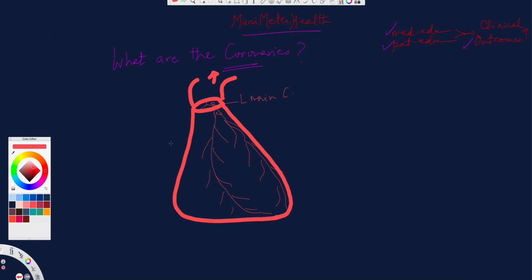So, let's do a color code here. This is your left circumflex, just as the name suggests. That is going around, circumferentially around the left heart border, if you will. And this is descending, so just remember, this becomes the left anterior descending artery. These are all, remember, coronaries which are supplying the heart muscle.